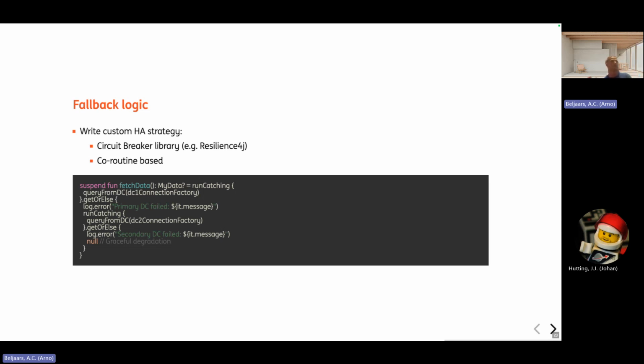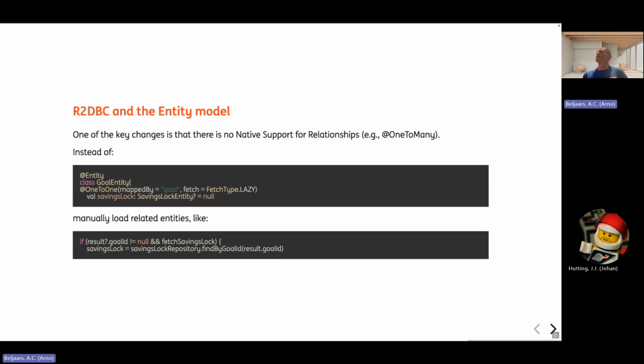With a certain circuit breaker library like Resilience4j, which is more often used within ING, you can configure those settings, like the number of retries, the amount of seconds that you wait for a response, things like that. So this is another example where you need code changes with R2DBC.